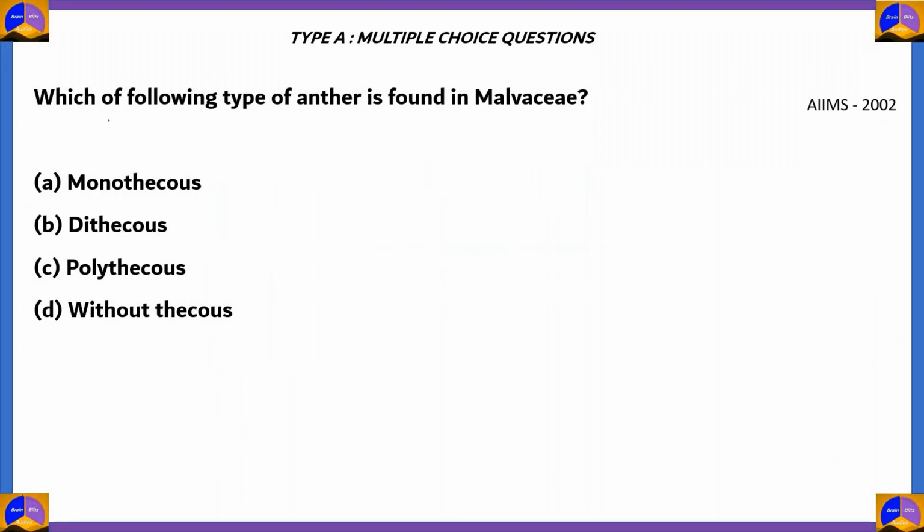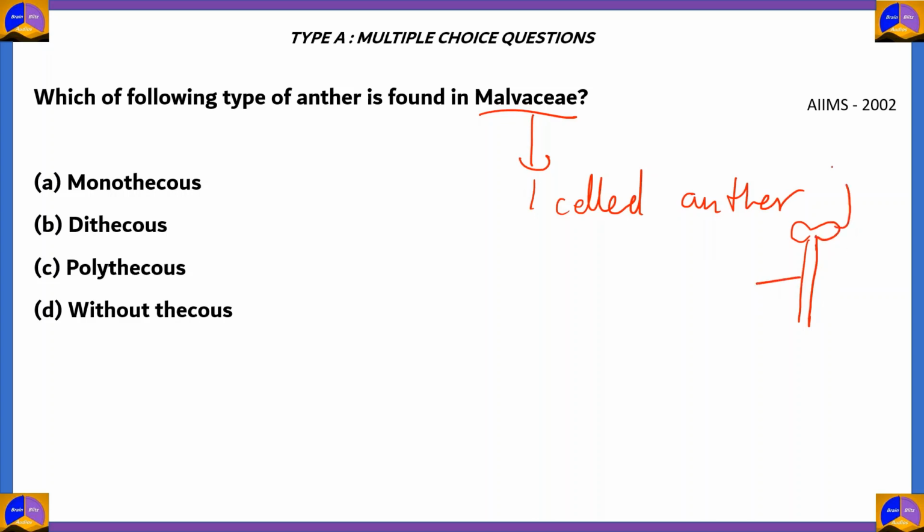Next question. Which of the following type of anther is found in Malvaceae family? The Malvaceae family is characterized with one-celled anther. So when you draw the structure of a stamen, this is the filament while this is the anther. And in Malvaceae, it's just one cell. So that means there only contains one theca. The cell here is known as theca.